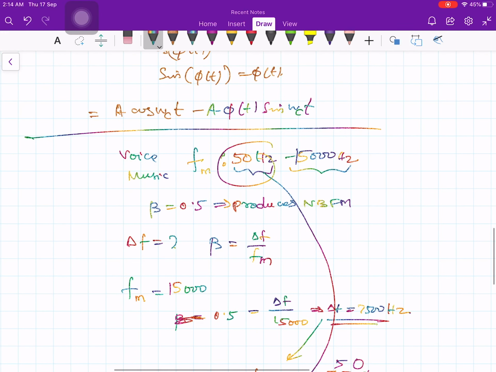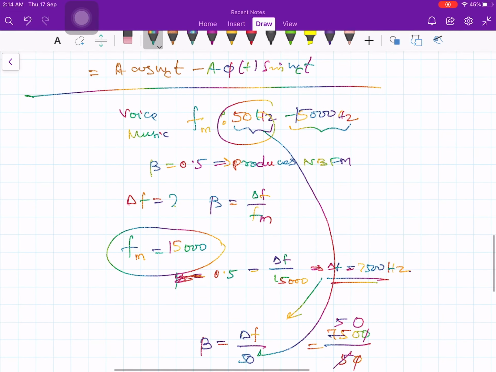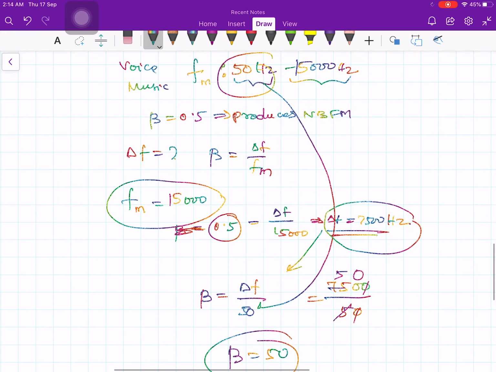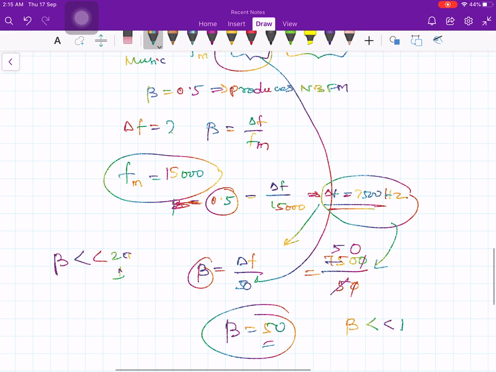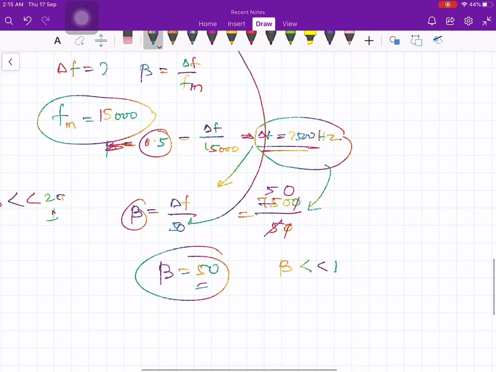Now, for the sake of argument, if you choose the highest frequency component and this beta value is given, what is your delta f? 7500 Hz. Now use the 7500 Hz for the lower frequency and calculate beta. Now beta becomes 150. But what is our assumption? Our assumption is that beta should be much less than 1. But here it is 150. So I cannot approximate my FM signal as a narrow band FM signal. For narrow band FM, this beta must be much less than 1 for all values of your modulating signal. That is the condition, right?